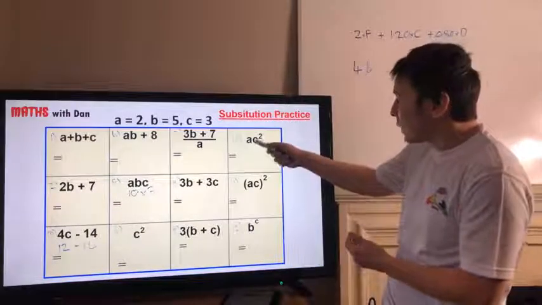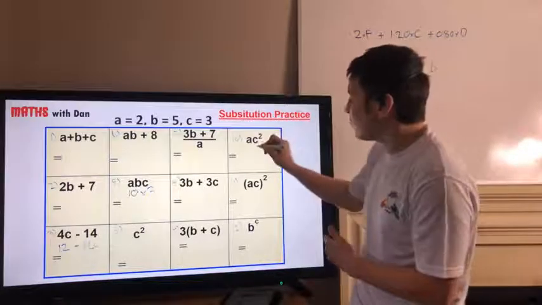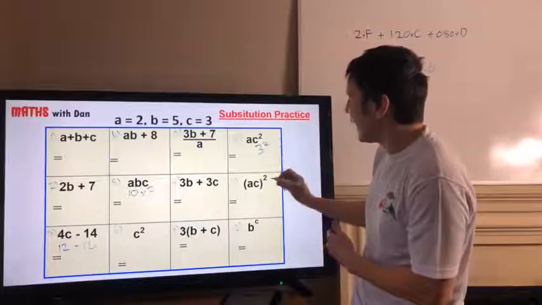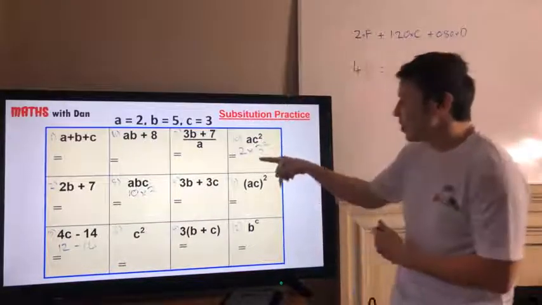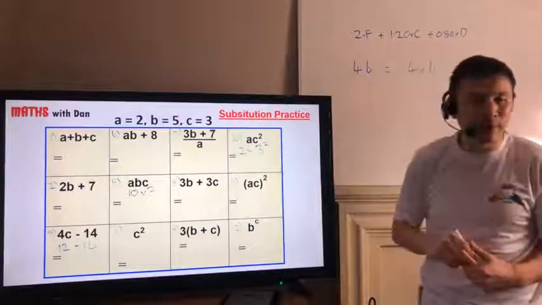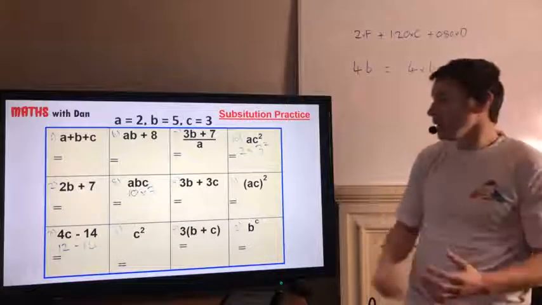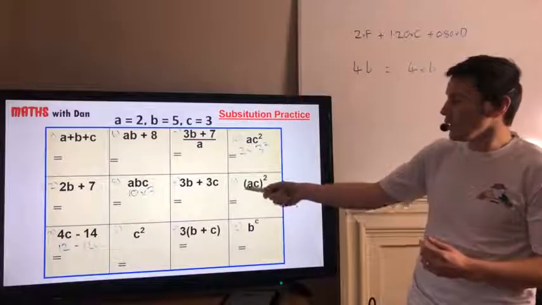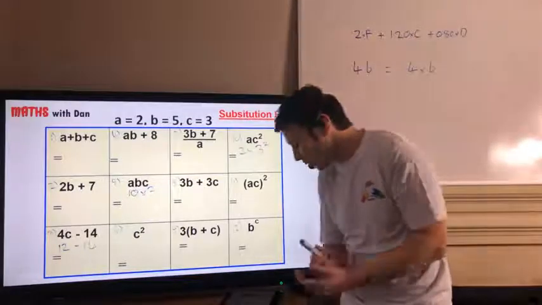So question 10, we're going to square the C first. So it's 3 squared. So we're doing this. There's your 3 squared. And then we're going to times it by 2 afterwards. So work out your 3 squared first and then multiply it by the 2. This one is different because you're doing your 2 times 3 first and then squaring it. So these brackets are really important.